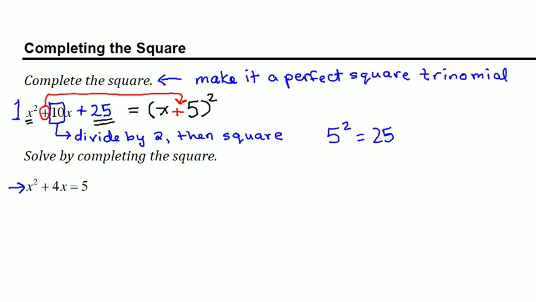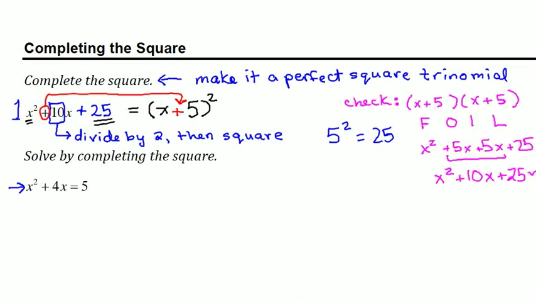We can do a quick check off to the side here just to make sure that x plus 5 squared really is equal to x squared plus 10x plus 25, and to do that we would use FOIL. Okay, so we can see by FOILing this out that it is in fact equivalent, that x squared plus 10x plus 25 is a perfect square trinomial that factors as x plus 5 quantity squared.